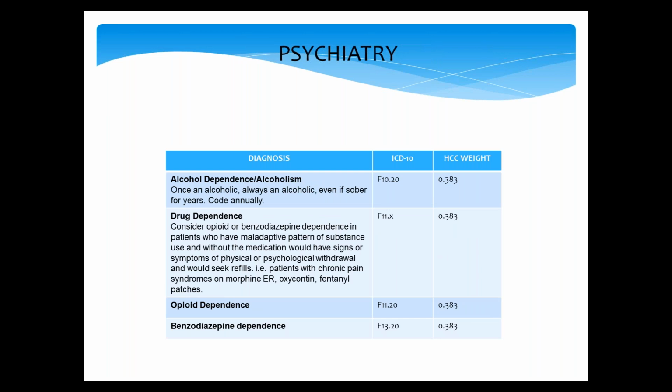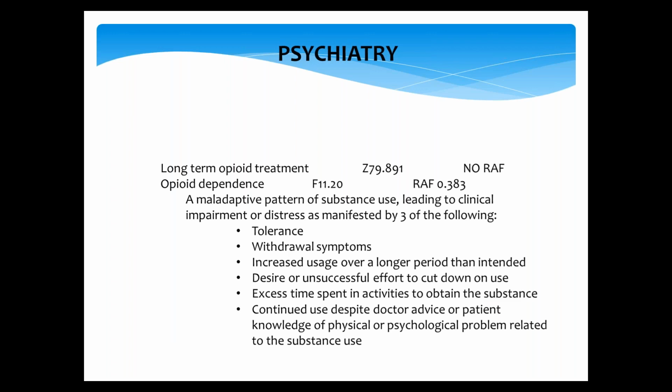Alcohol dependence, alcoholism, drug dependence, opioid dependence, all these dependence diagnoses. We overlook these a lot. And it's critical to understand that if patients have this, you document it correctly and use the right diagnosis, because they have a fairly significant weight of 0.383. If you use the long-term opioid treatment C code, you're never going to get a RAF. But if they're opioid dependent, you use F11.20 and you get a RAF score of 0.383.